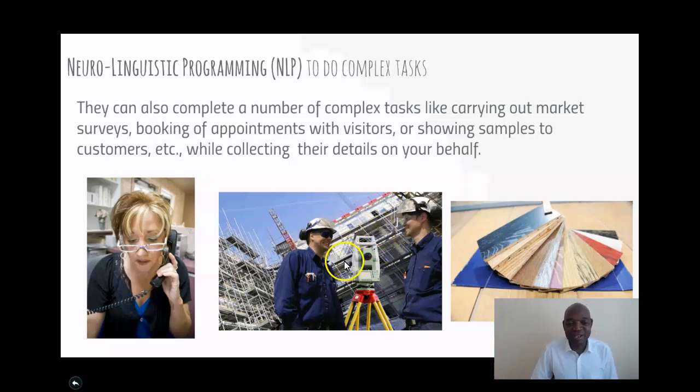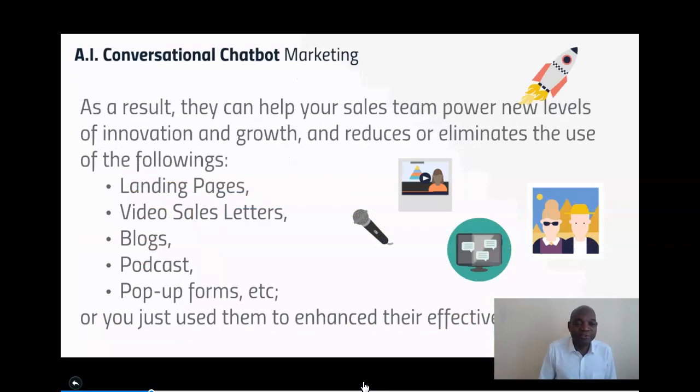We help you to carry out marketing surveys online or distribute samples of your products. People can come to your website, they need samples. You can use the conversational chatbot to show them samples of your products or of your services. As a result, they can help your sales team power new levels of innovation and growth and reduce or eliminate the use of the following.